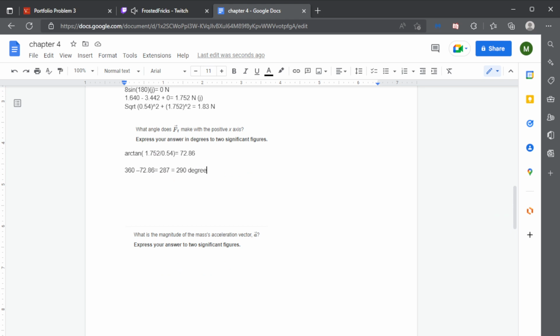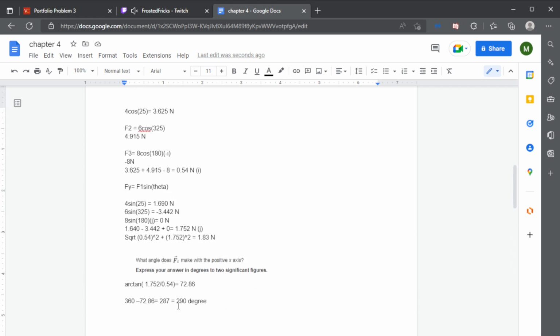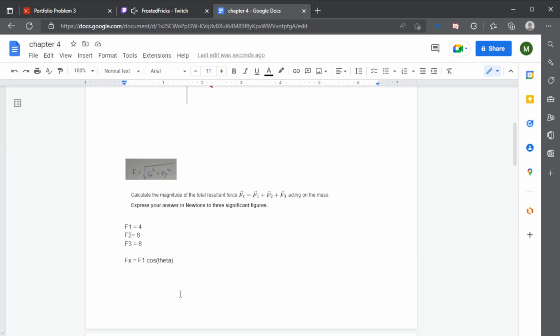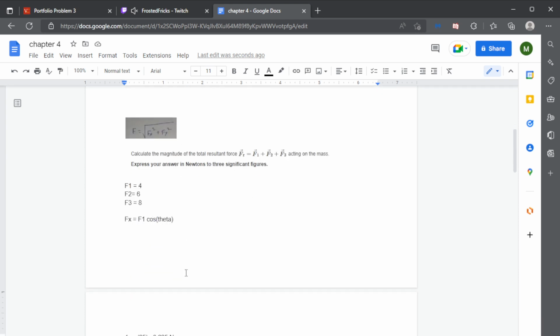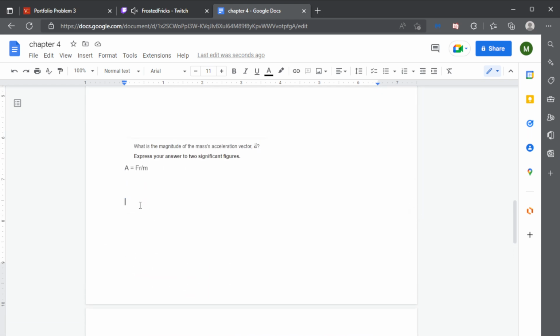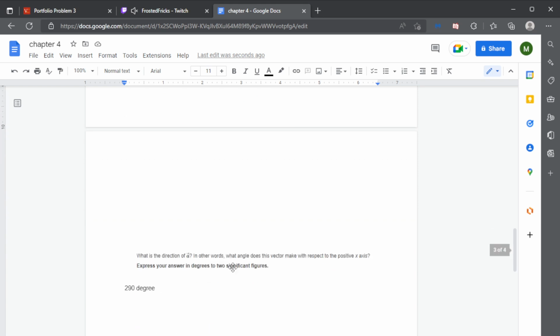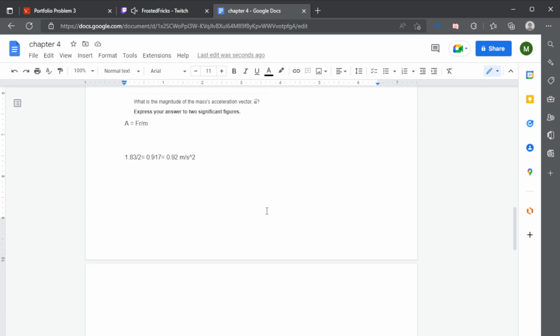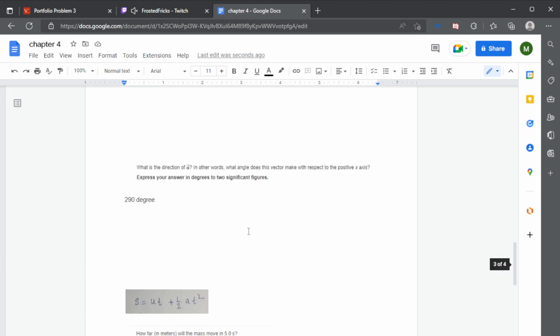What's the magnitude of the acceleration of the block? Since we're looking for acceleration, we use the formula net force over mass. To find that, we use 1.83, which is the net force, divided by the mass, which is 2 kilograms. We'll get ourselves 0.92. Remember to round the third digit. This will be 0.92 meters per second squared.